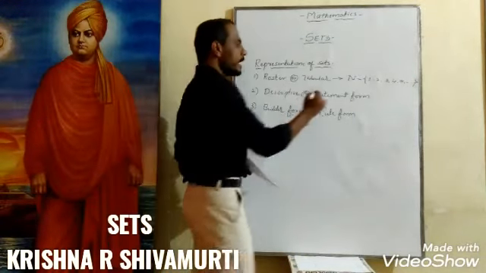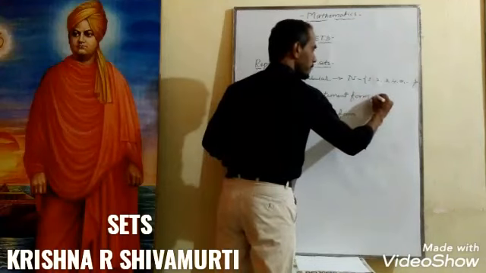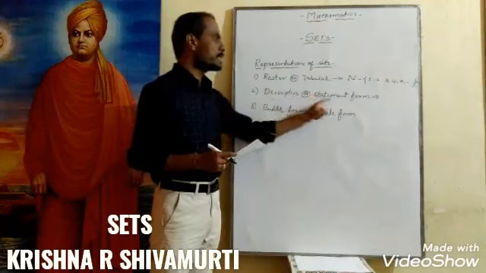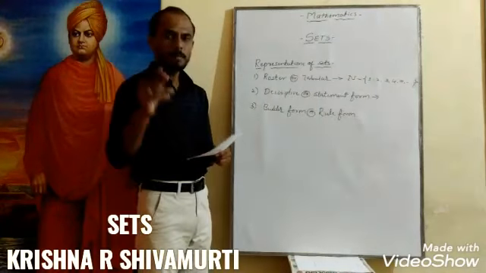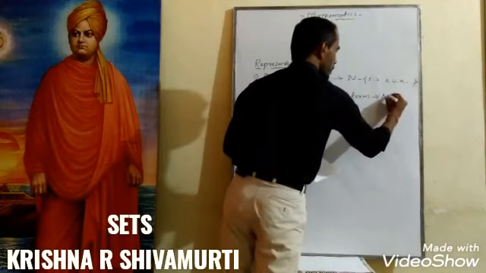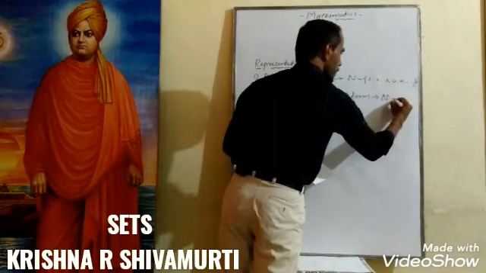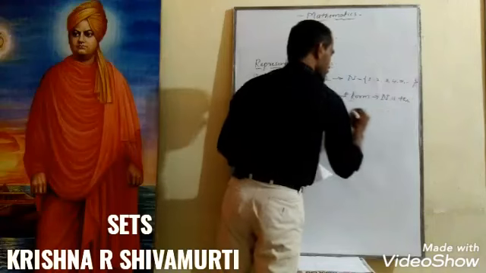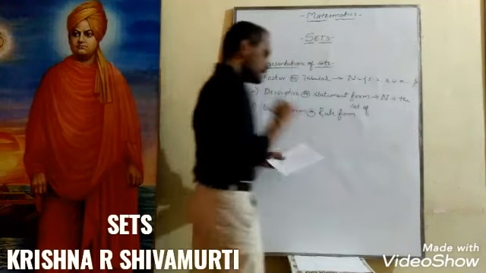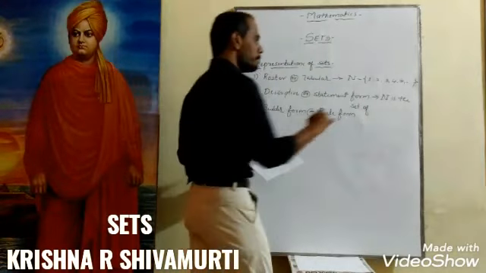But in the second kind, what is the second kind? The descriptive form or statement form. In the statement form, how is it represented? N is the set of natural numbers.